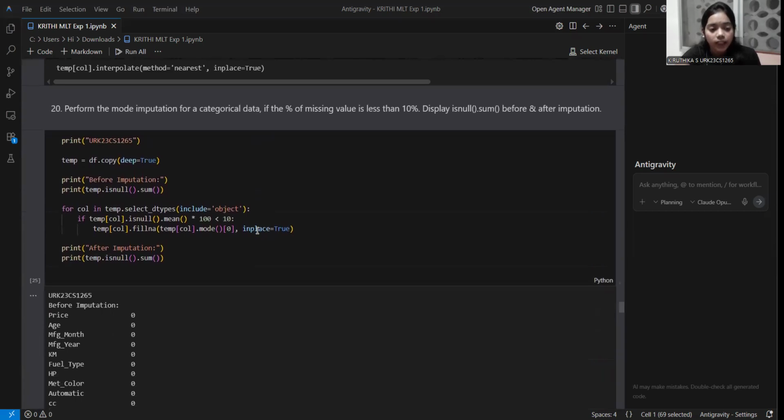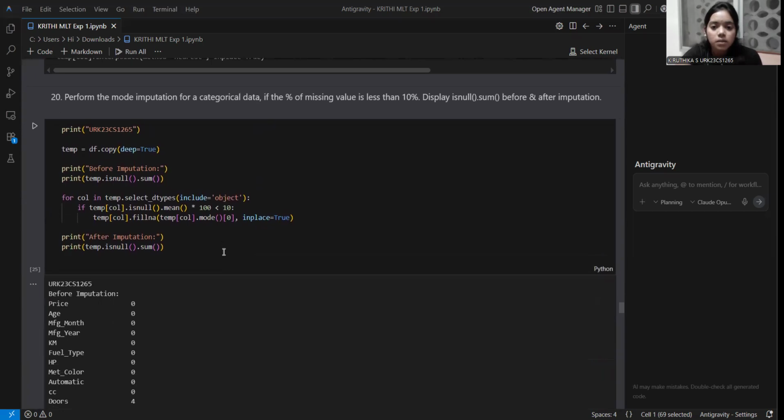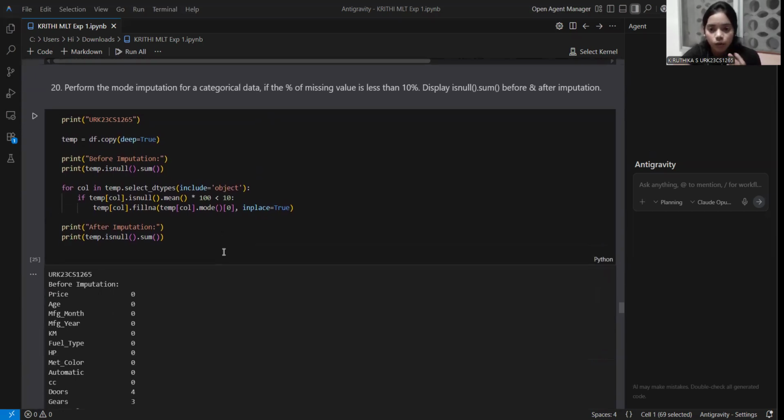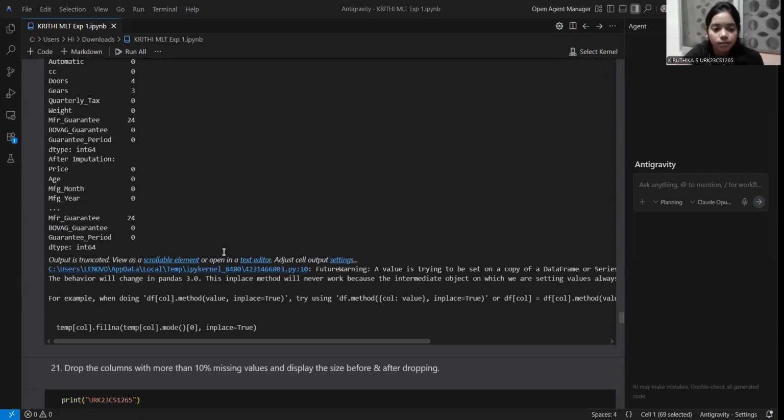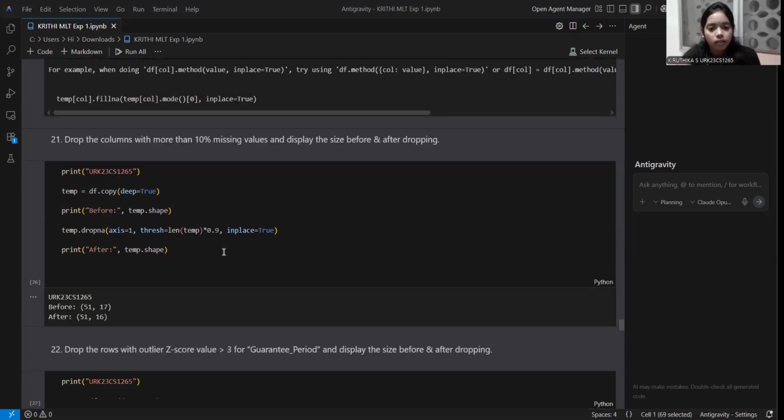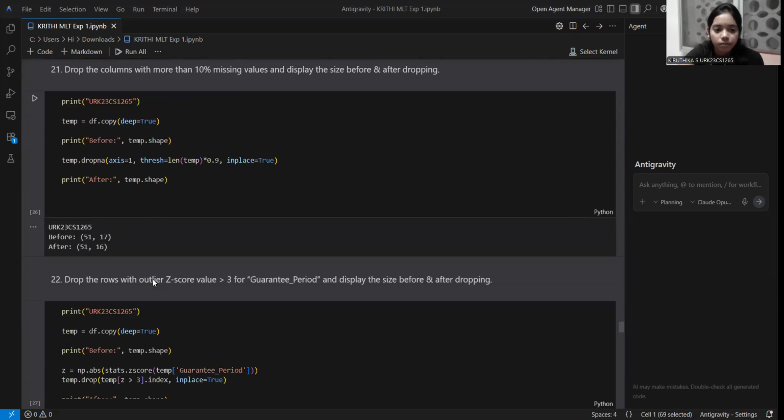And then the 20th one is mode imputation. For categorical columns, missing values are replaced with the mode. Mode is equal to most frequent category. And the 21st is drop columns with more than 10% missing values. Columns having too many missing values can reduce model accuracy. So such columns are removed. Data set size before and after dropping is displayed.